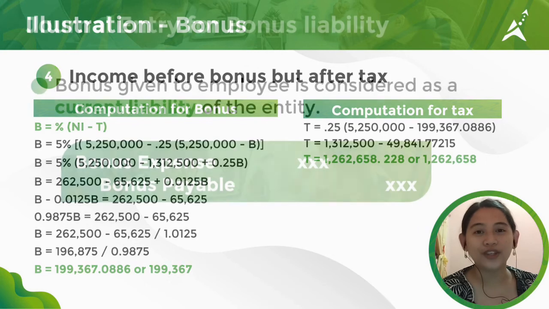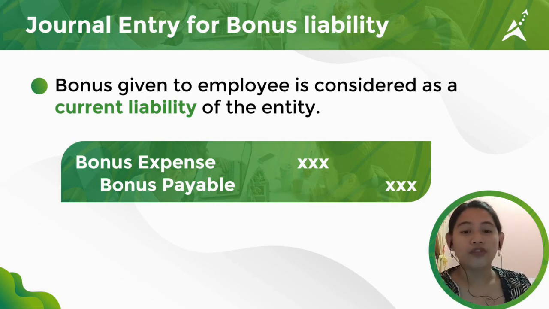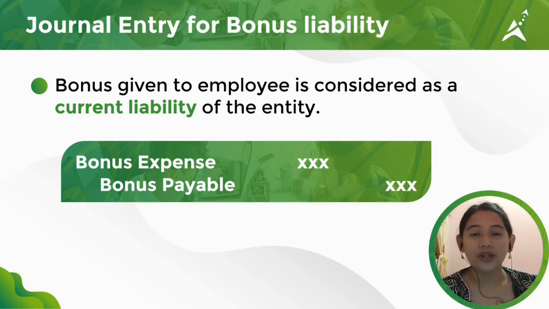Now, let's move forward to the journal entry for bonus liability. As what I said earlier, yung bonus liability natin is magiging current liability ng entity. Why? Kasi dapat hindi na natin pinapatagal tong bonus na ibinibigay sa isang employee. So, for our journal entry, we will debit bonus expense and credit bonus payable. So, kapag naman na-release na yung liability na yun or nabayaran na yung obligation na yun, vice versa lang. I-reverse lang natin itong ating entry.